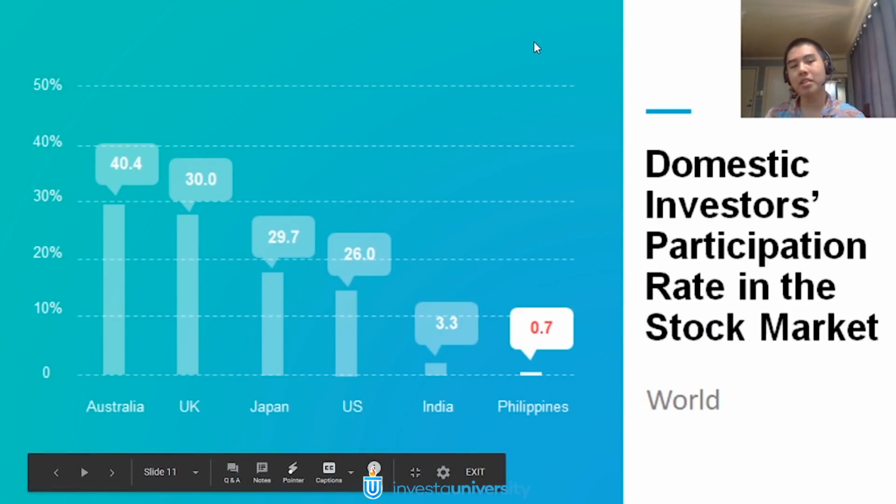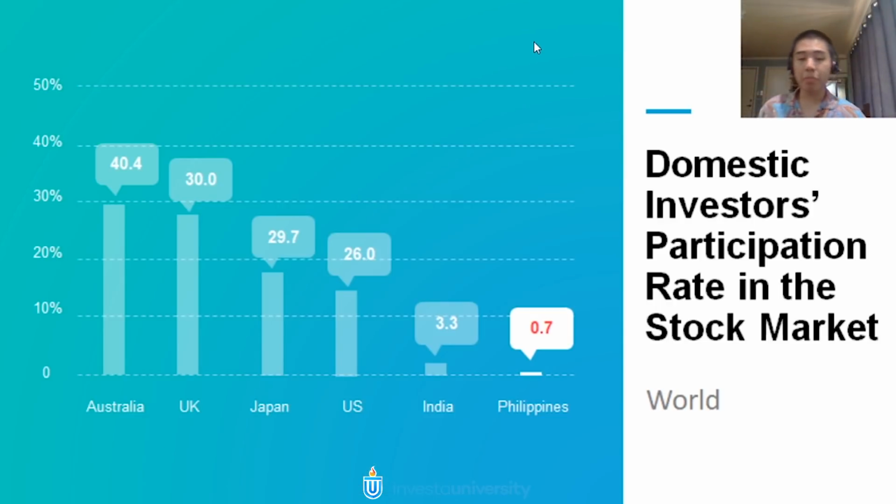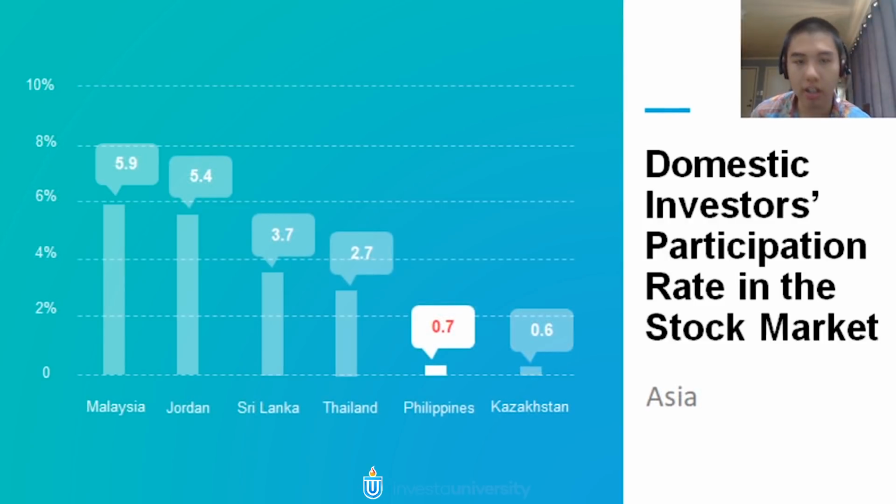So, if you compare it to domestic investors' participation rate in the stock market around the world, nasa pinaka-lower spectrum tayo. Diba? Australia has around almost half of their population, and tayo, we're just at 1%. And now, even if I zoom it into Asia, we're still in the lower spectrum as well. So, dito 0.7, 1 na yan. Natalo lang natin si Kazakhstan. As mentioned in the first lesson, si Kazakhstan, yung tira ni Borat. Yun lang yung natalo natin. While si Malaysia and Jordan, above 5% sila.